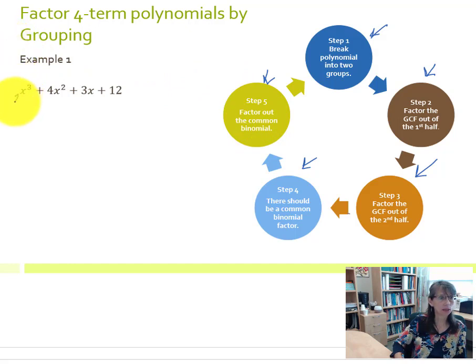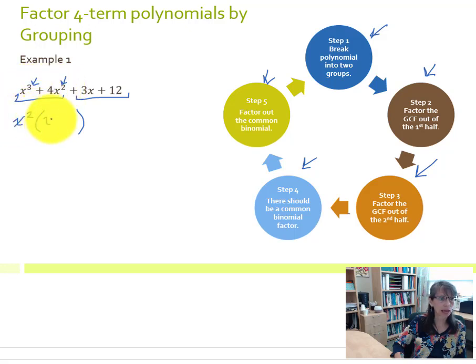So in order to break this into 2 groups, I'm just underlining the groups. Never use parentheses because that takes on a whole new meaning. So group 1, we notice that both terms have some x. We're comparing 3 with 2. 2 is smaller, so x squared is the greatest common factor. Now use the distributive property to recreate those 2 terms.